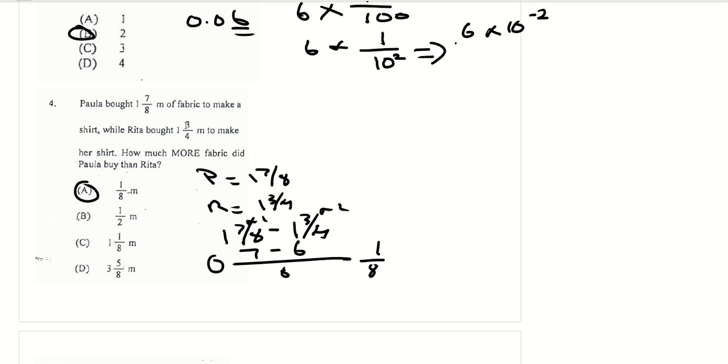Right, when you're subtracting fractions, you always check to see if your denominators are the same or different. If they're different, then you have to find the LCM. Then compare the denominator with the LCM, and that will tell us how many times you have to multiply the numerator.